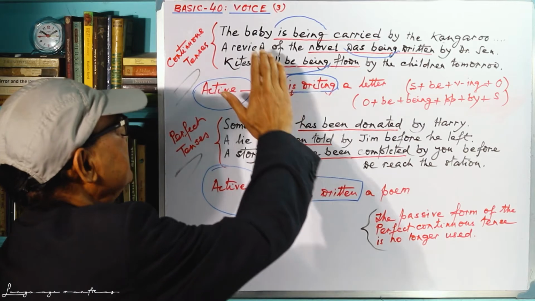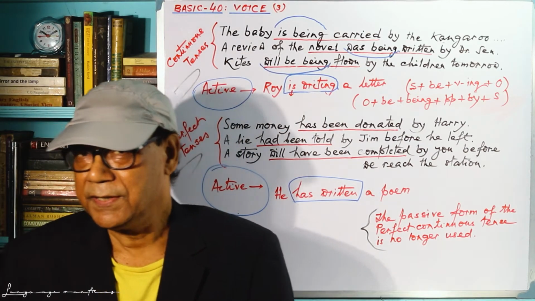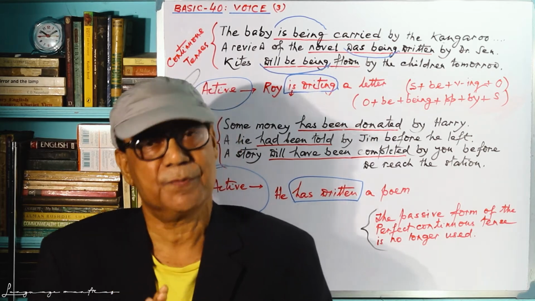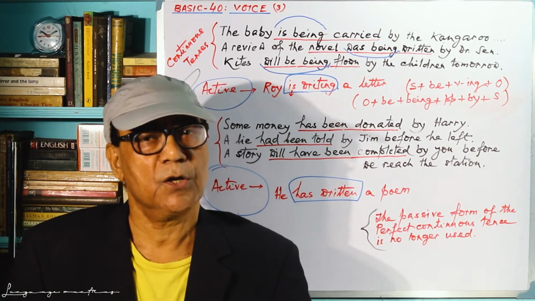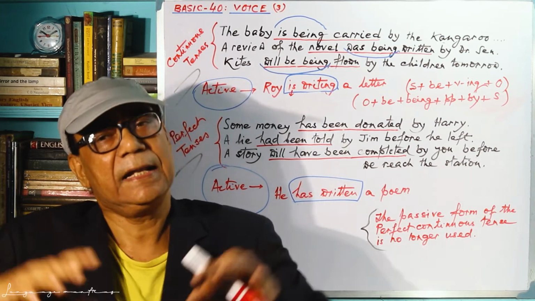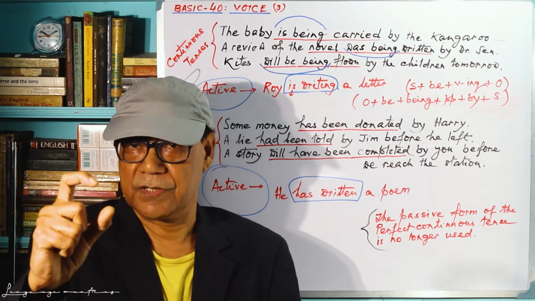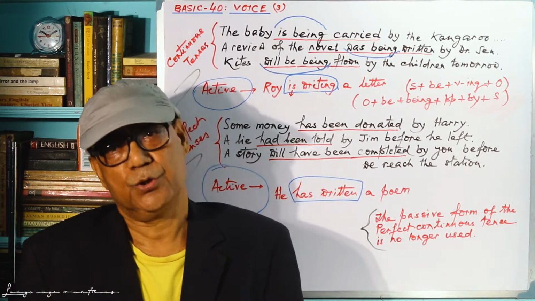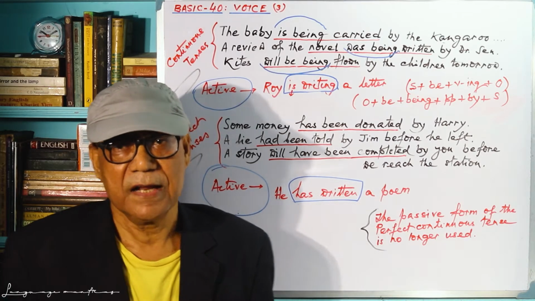But what happens here? The baby is being carried by the kangaroo. Here the baby is something that comes first. You first see the baby peeping out of the pouch and looking all around, and then you see the movement of the kangaroo, and then you see the total picture. So this is the basic difference. Otherwise, these two sentences mean almost the same thing. Now come to the next one.